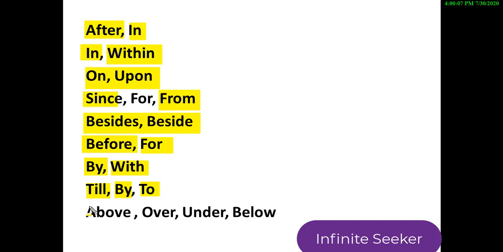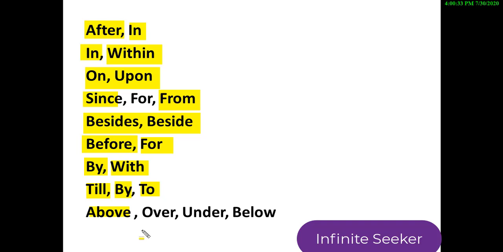And let's look at above. Used to indicate position, above, below, over, and under can be easily confused. Over is the opposite of under, and refers to the highest position or space. For example, the horse jumped over the barrier. We hid under the table.